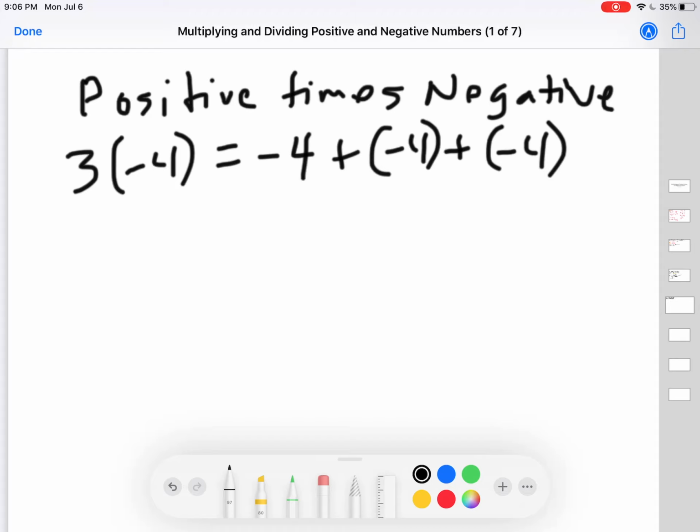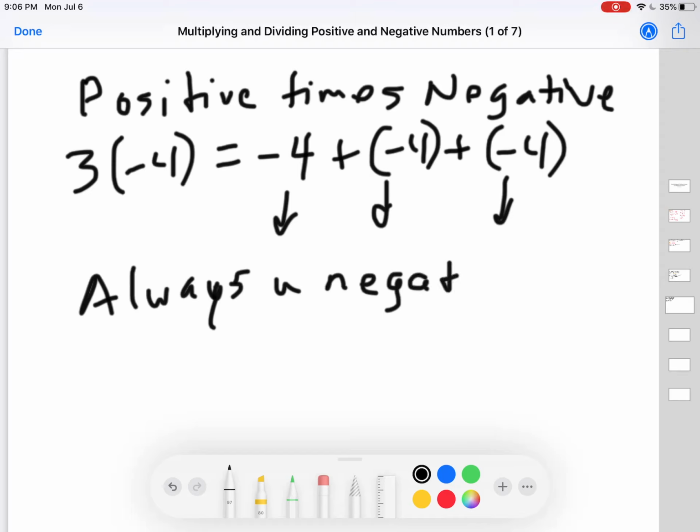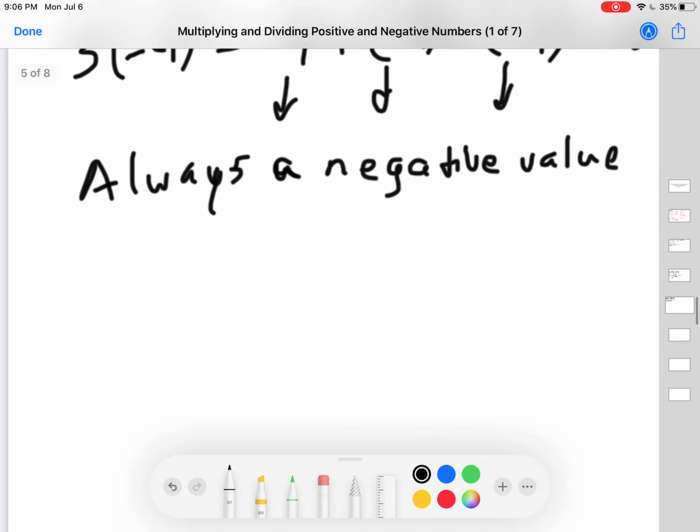So, negative 4 goes down. Down, and down, and down. We start at 0. We go down and down and down and down. It's never going to turn around. What kind of an answer is this going to be? This is going to be a negative. It is always a negative value. So 3 times negative 4 is equal to negative 12.